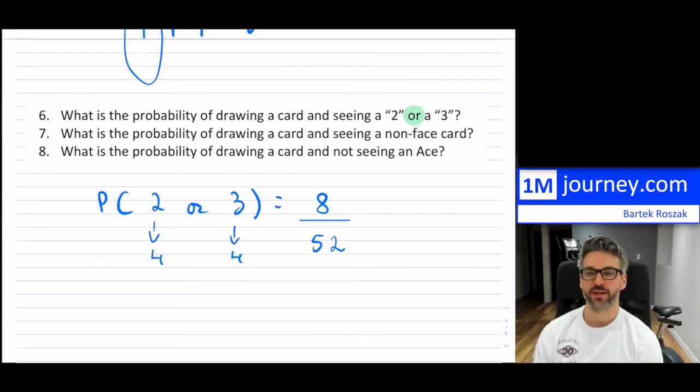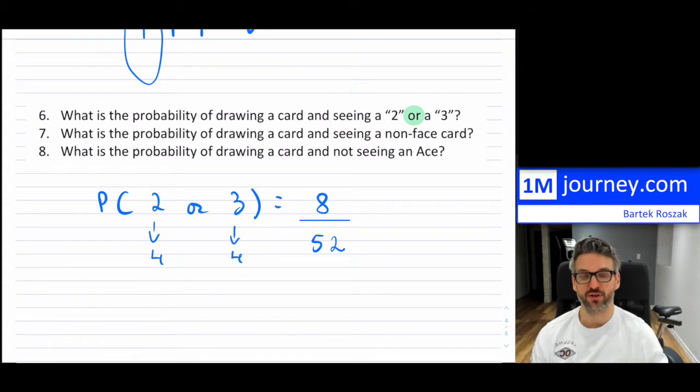Question 7. What is the probability of drawing a card and seeing a non-face card? Non-face card. Well, what are the face cards? So the face cards are either jacks, queens, or kings. So how many jacks are there? There are 4 jacks. How many queens are there? There are 4 queens. And then there are 4 kings. So in total, 12 cards that are face cards.